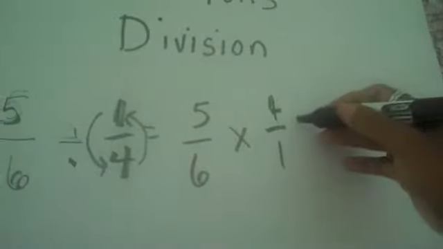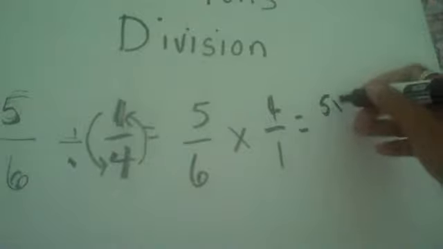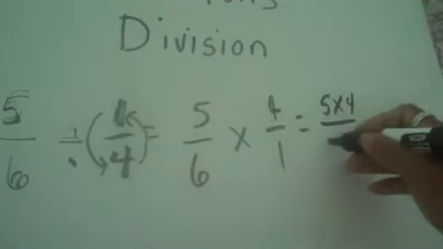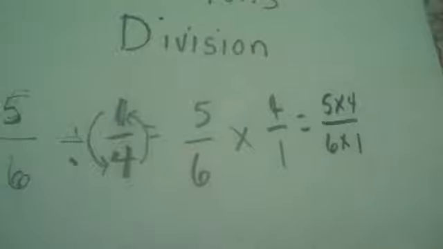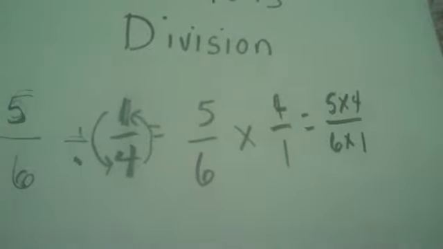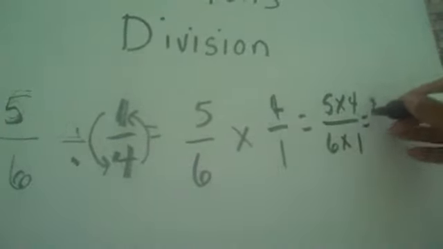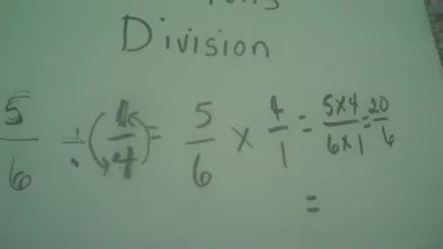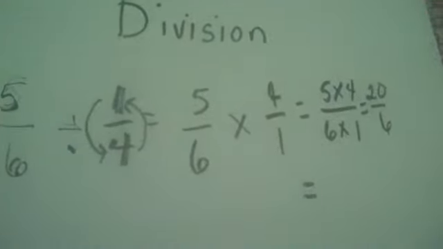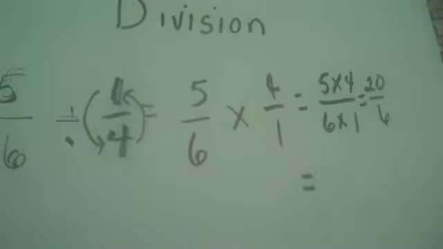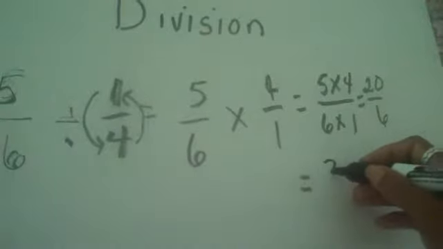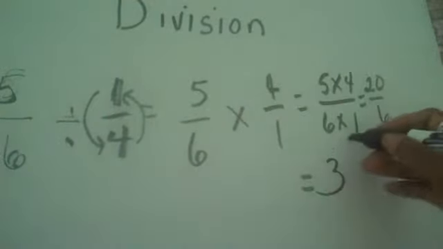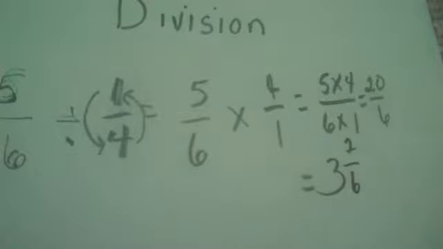This gives us a problem that looks like the other multiplication problems, which means that now we will simply multiply the numerators together, 5 times 4, and the denominators together, 6 times 1. 5 times 4 will give us 20 over 6. 20 over 6, you'll recall, is an improper fraction. And to reduce an improper fraction, you divide the denominator into the numerator. So we will divide 6 into 20. It goes 3 times. 3 times 6 is 18, so we have 2 left over. And the 2 goes over the 6.